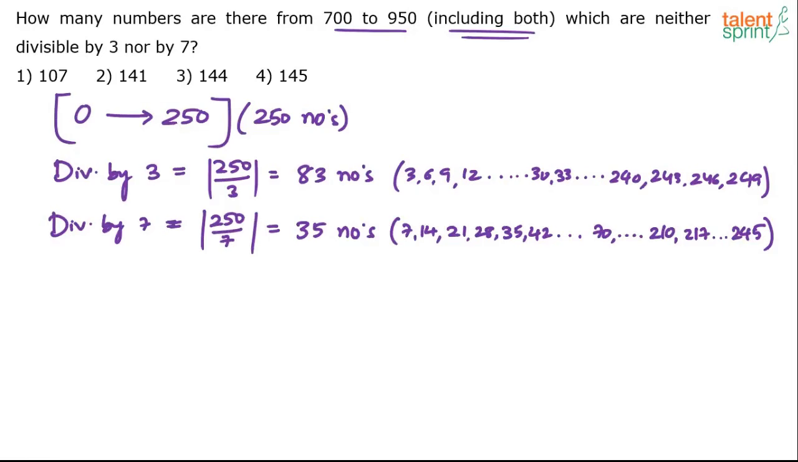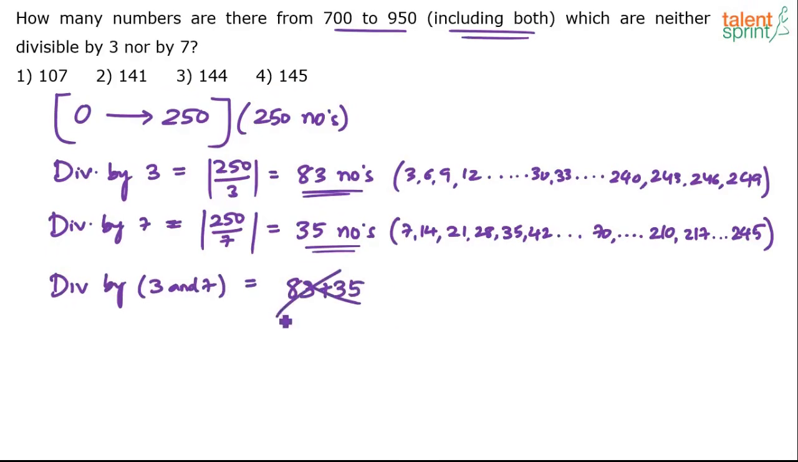But understand, see, how many numbers are divisible by 3? 83 numbers. How many numbers are divisible by 7? 35 numbers. So if I have to find out the total number of numbers divisible by 3 and 7, can I simply take 83 plus 35? No, you cannot take 83 plus 35. Why can't we say numbers which are divisible by 3 and 7 as 83 plus 35?